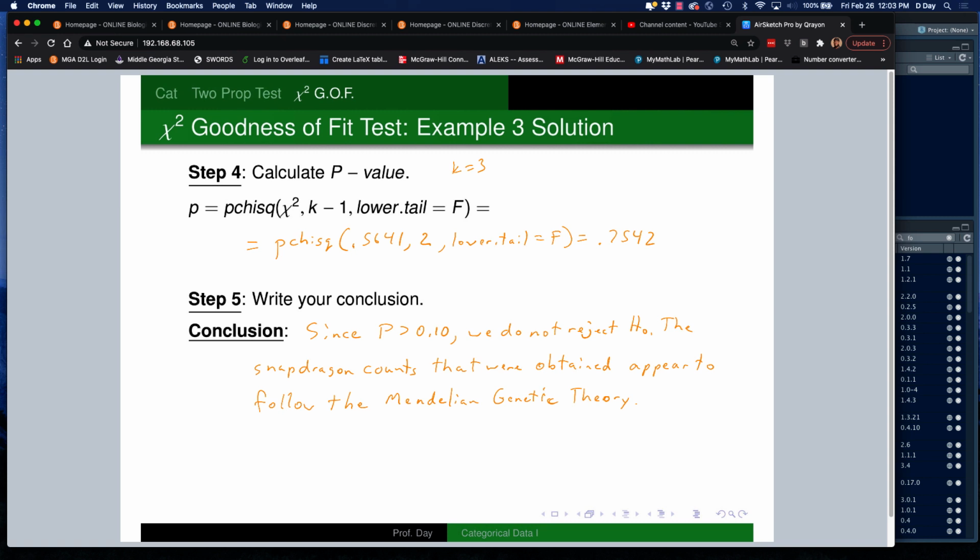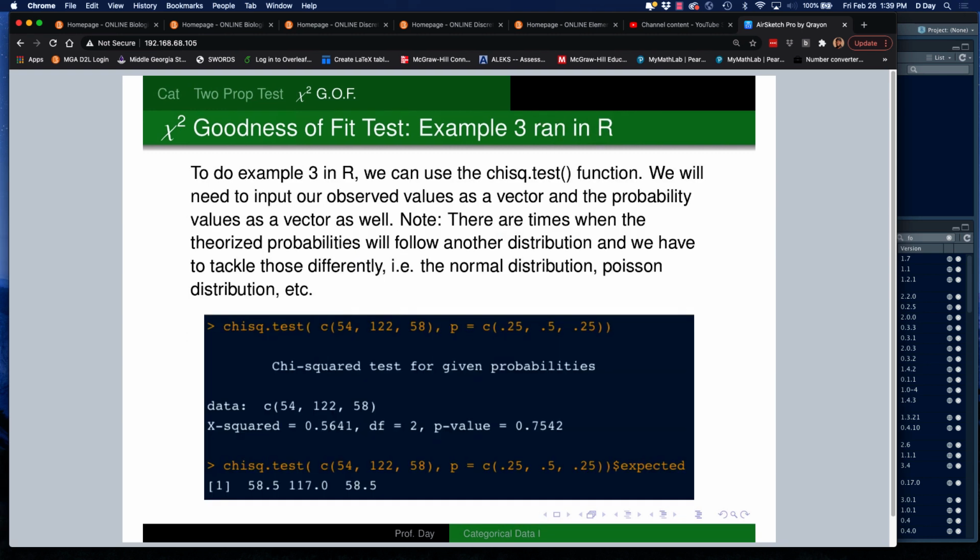Let's show you how to run it in R real quick. To get the chi-square test to run in R, we use the chisq.test function. That is already built into R. You don't need any special package installed or anything like that. This is part of the base package. So we'll need to input our observed values in one vector, and the probabilities we have, we need to enter those in as a vector as well.